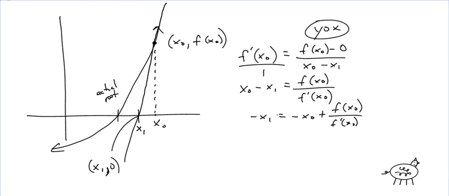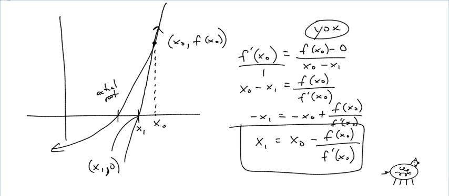Okay, cool. And then I'm just going to get rid of that negative, so divide everything by -1, and I get x sub 1 is equal to x sub 0 minus f of x sub 0 over f prime of x sub 0. Now, this is actually a pretty key formula here, math fans.